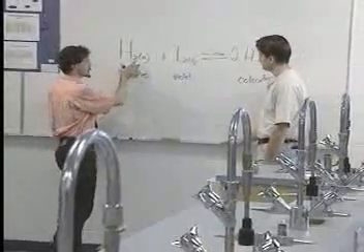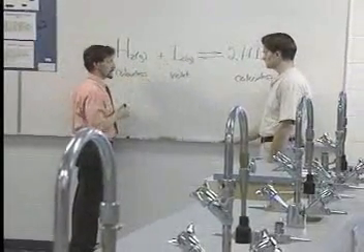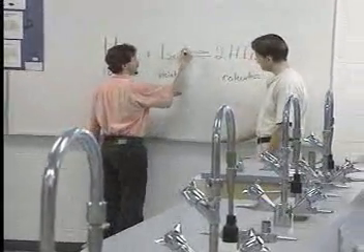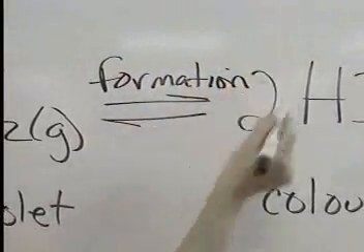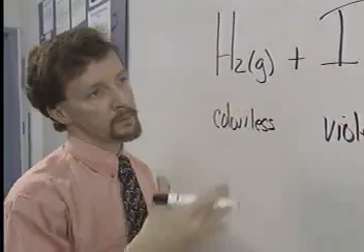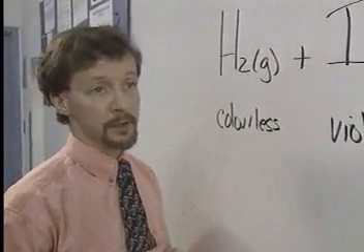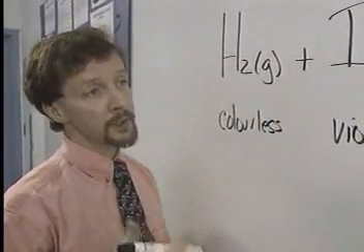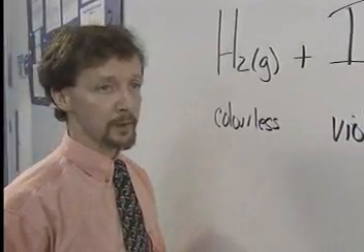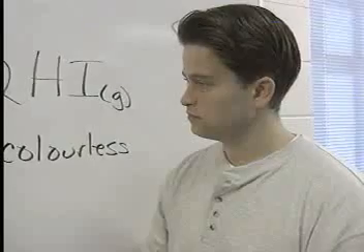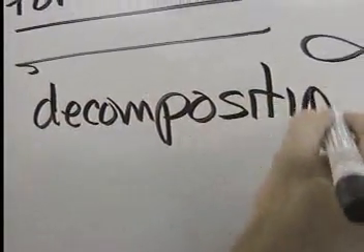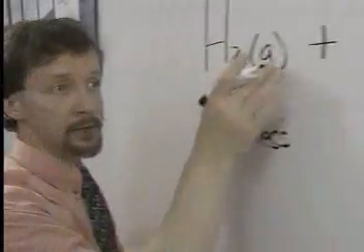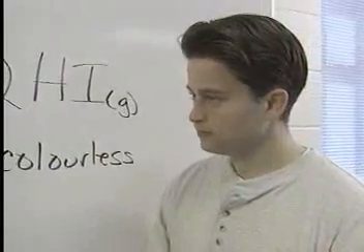A mixture of hydrogen gas and iodine gas could be heated, and they would react together in a formation reaction to give hydrogen iodide. The concentration of hydrogen iodide gas initially is 0, but as the temperature gets above 425 degrees Celsius, hydrogen iodide becomes unstable, and it begins to decompose to give back hydrogen gas and iodine gas.